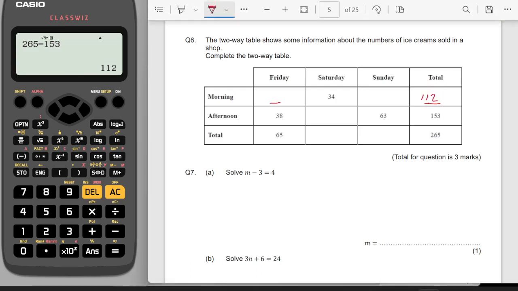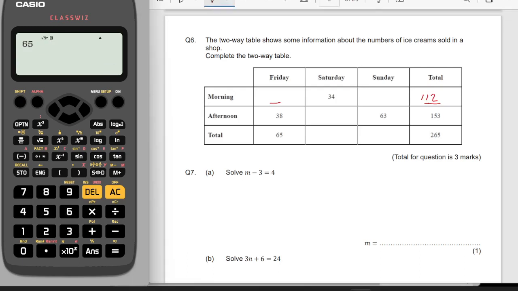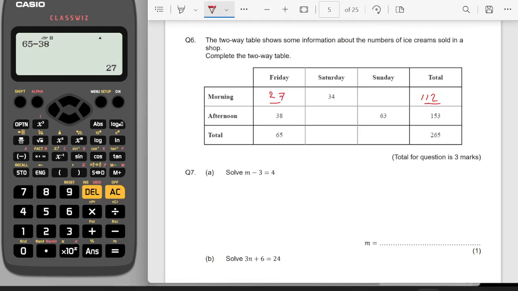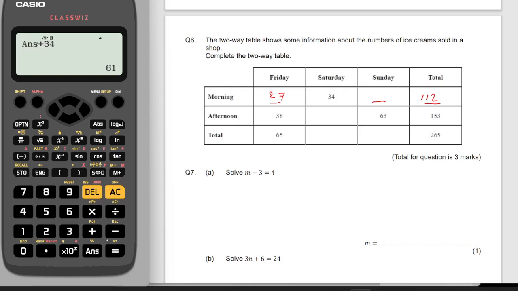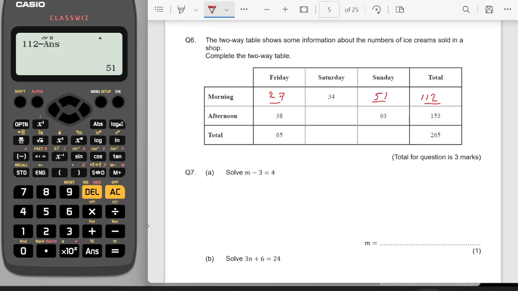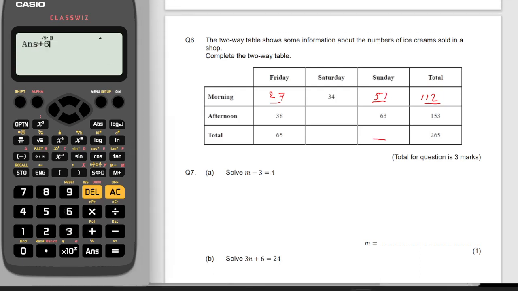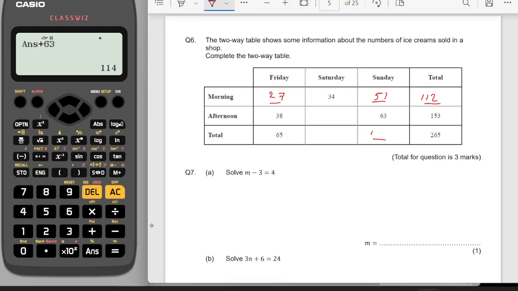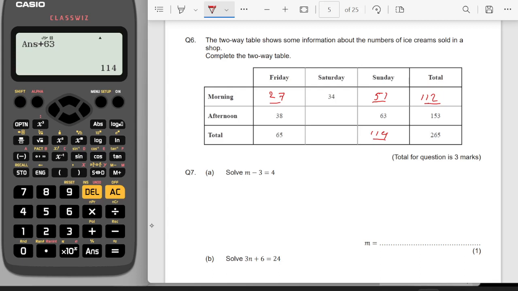I'm going to do this one next. So 65 minus 38, so 27. I'm then going to do, let's go for this one. So 27 plus 34 equals 61, and I want to do 112 minus that answer, so 51. I'll do this one next. So 51 plus 63 will give me 114.